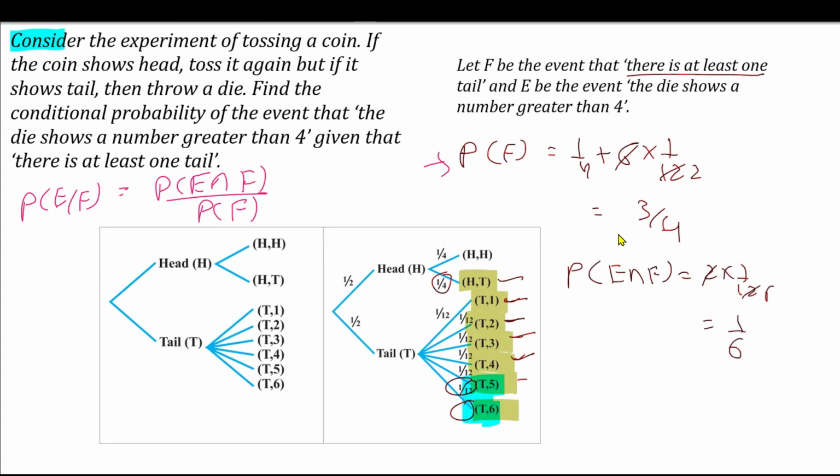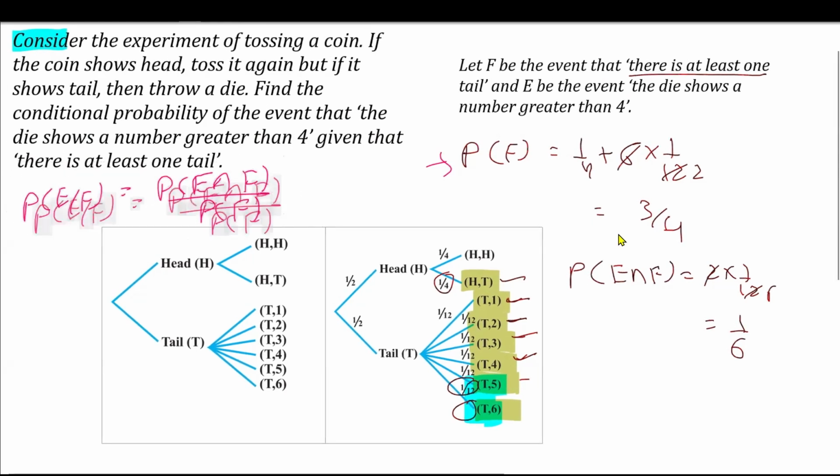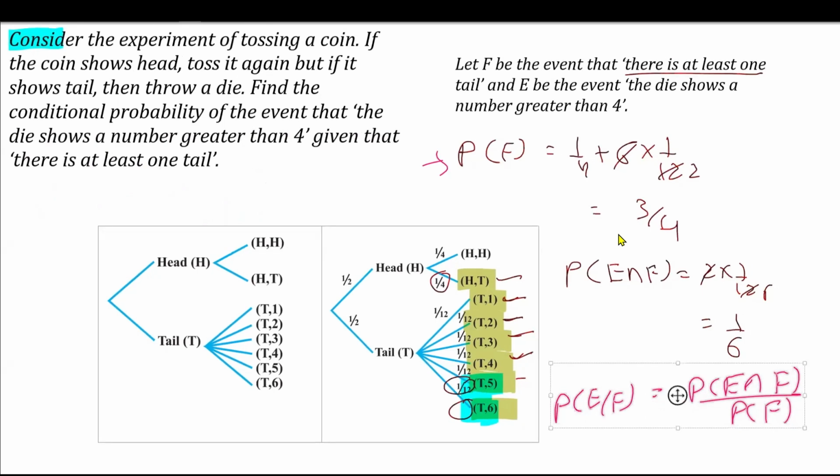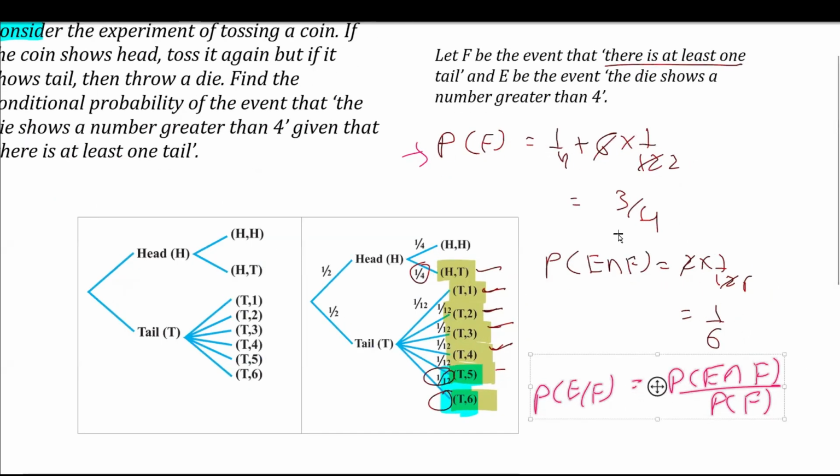Now let's plug in the values. P(E|F) is 1/6 divided by 3/4. Dividing is the same as multiplying by the reciprocal, so that's 4/3. It can be reduced by 2 in one place and by 3 in another. So 2/9 is the required probability. This is how we will do this question.